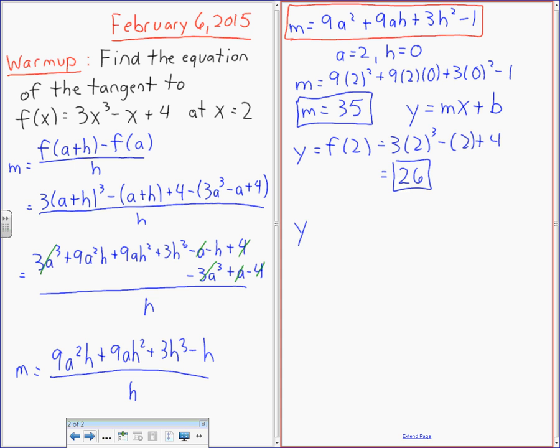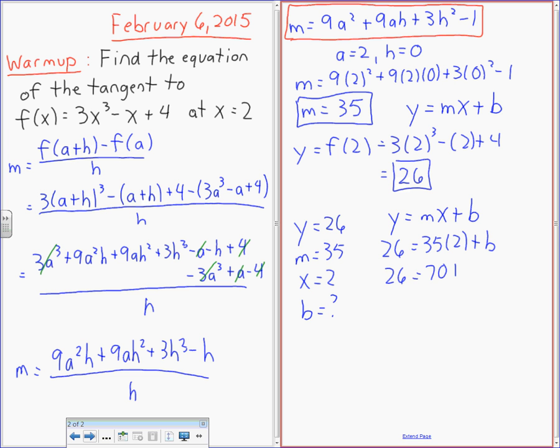So I'm going to solve here: y equals 26, m equals 35. What a nice question. We'll go all the way back to grade 9 here. If you think all the way back 3 or 4 or 5 years, whenever you took grade 9 math, 26 equals 35 times 2 plus b. 26 equals 70 plus b. What is that, negative 44? Can you confirm that for me? Okay, what's the equation of this line then?